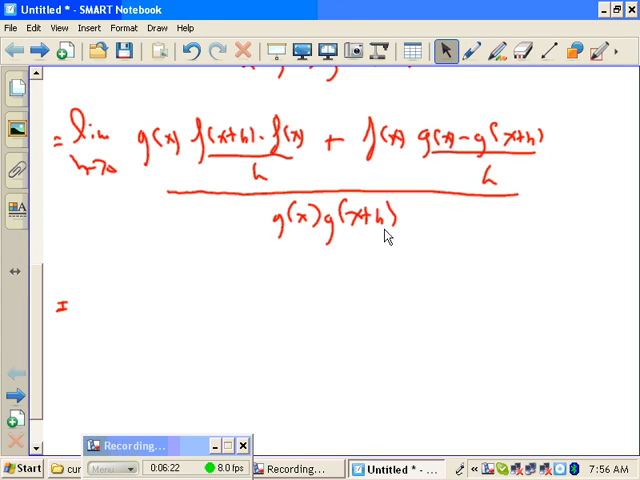And in the limit, this becomes what? As h goes to 0? g squared. Okay, so it's like we wanted. It's low D high minus high D low over low low.